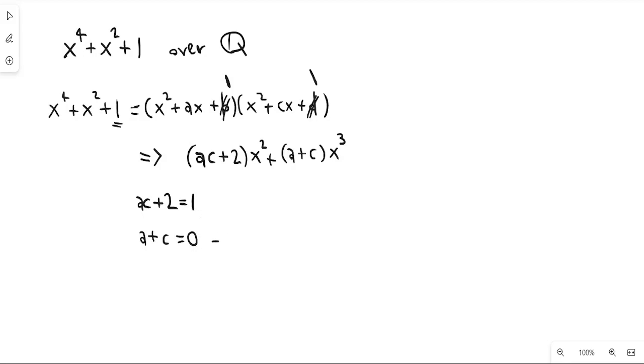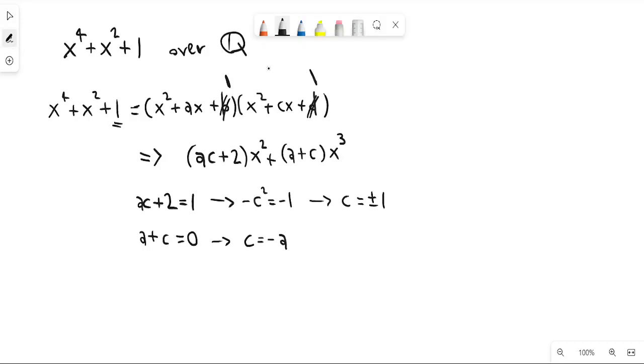So using these equations, I know that c must be equal to negative a. And if I plug that in here, I get that negative c squared is equal to negative 1. And that's actually the same as c is plus or minus 1. Okay, so that's telling me that I can pick c to be plus or minus 1, and then a will just be the negative of that. Okay, so that tells me that I can factor this polynomial as x squared plus x plus 1 times x squared minus x plus 1.